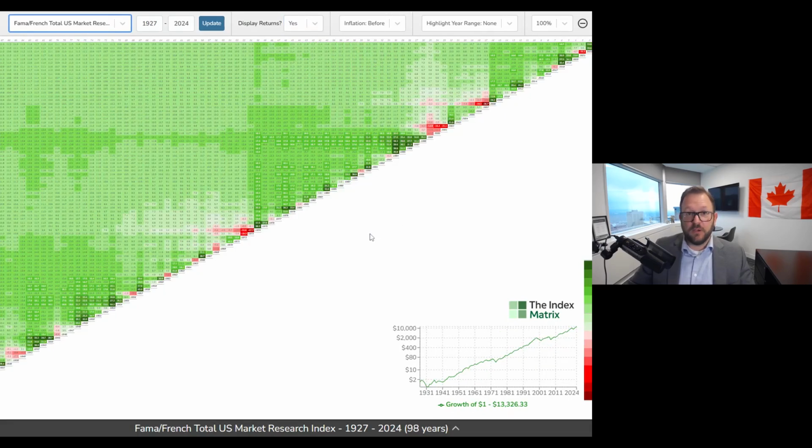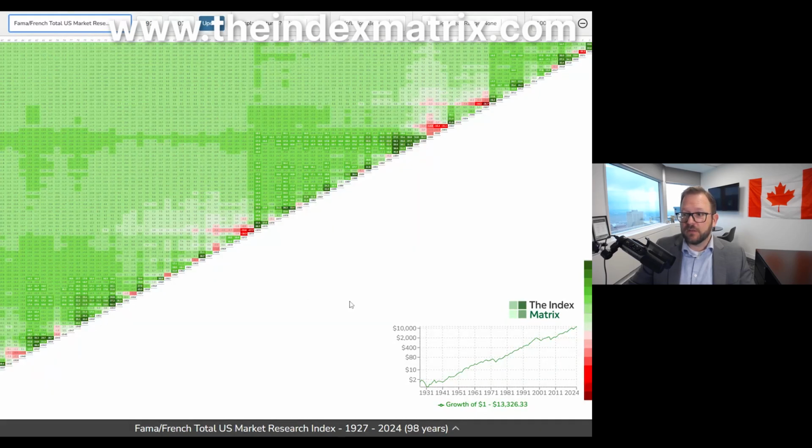Now the great news is that I used to have to subscribe to this thing, and it is now freely available to anyone who just goes to theindexmatrix.com. So you yourself can go there and play around with this chart. I know I've had a couple of clients ask me about that. How do I get access to this? It is now freely accessible.